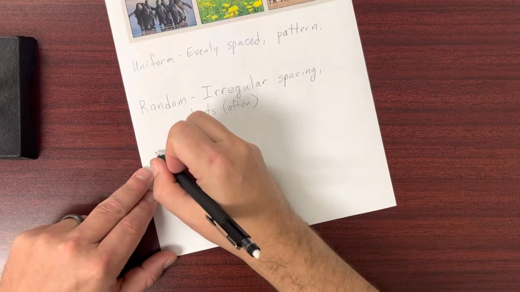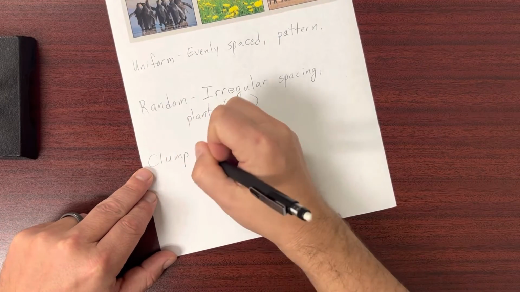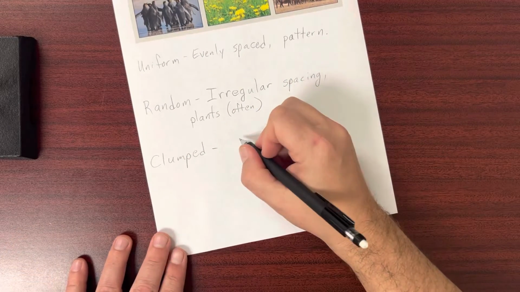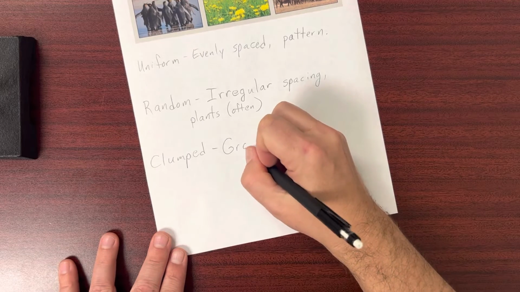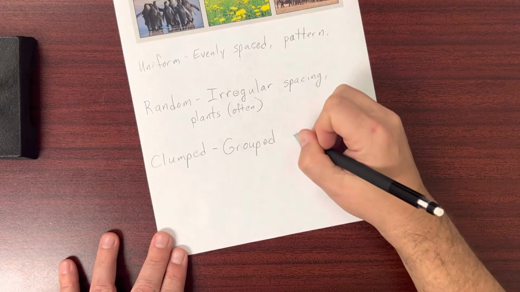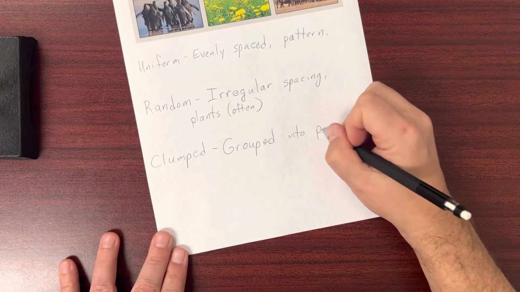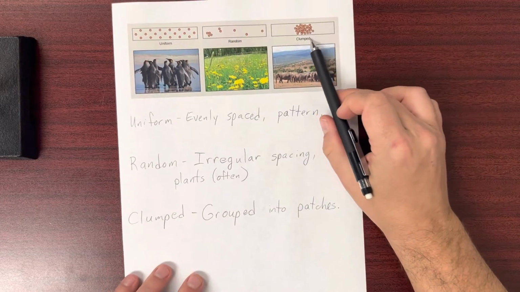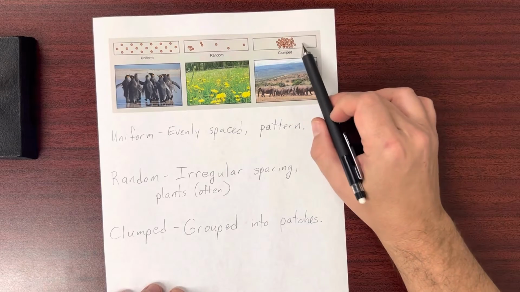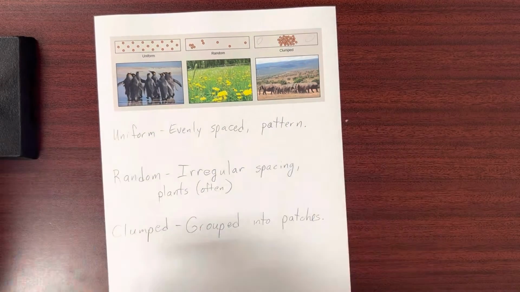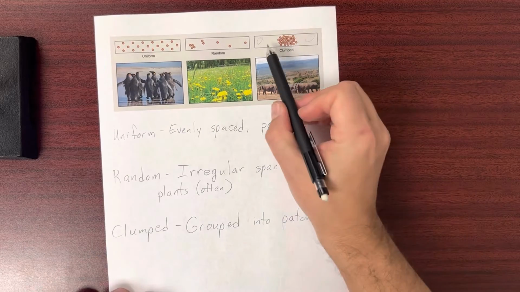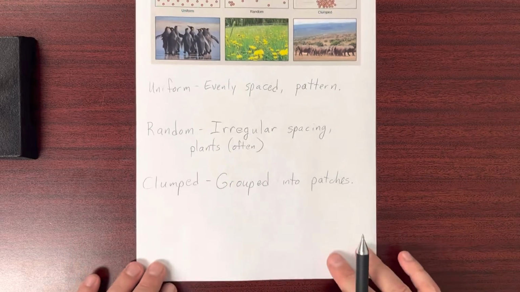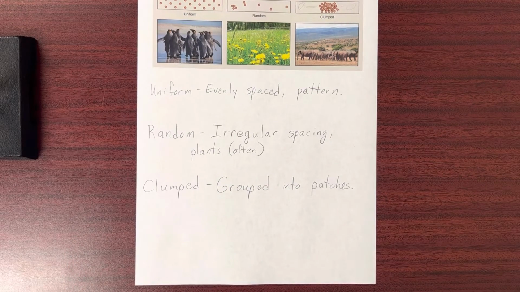And then finally, the last one is clumped. What we see in clumped is kind of like that bait ball we had, that school of fish. These are grouped into patches, and there might be multiple patches. In the image up here, it's just showing you one patch, but there might be multiple patches where these are all clumped together, and you don't see any individuals between clumps. Okay, so that's just a quick introduction to density and distribution of populations.